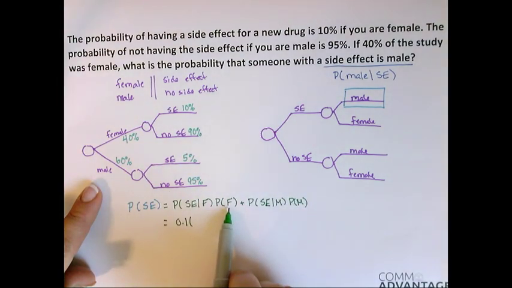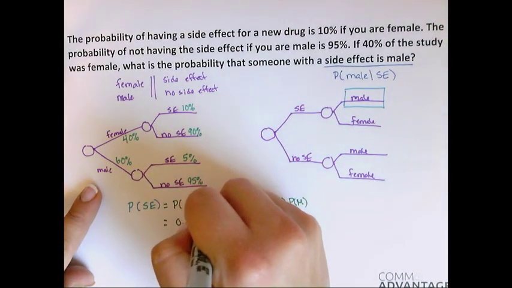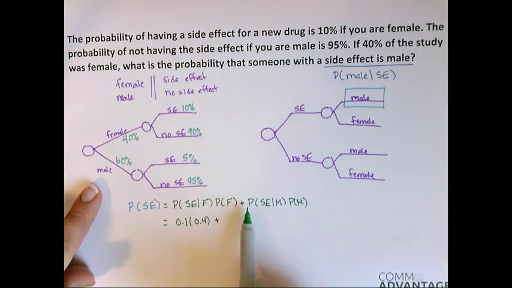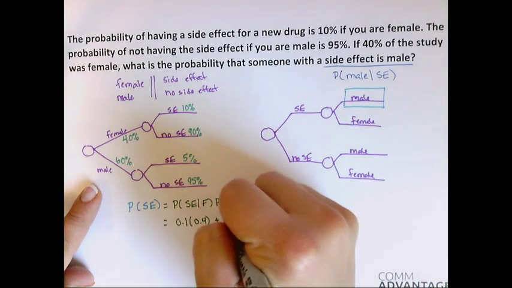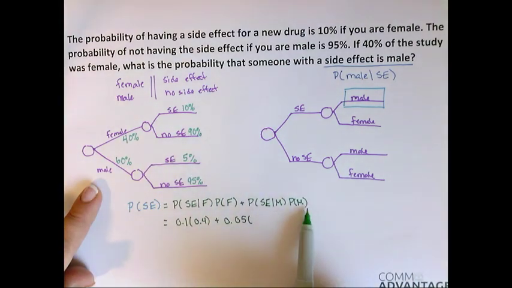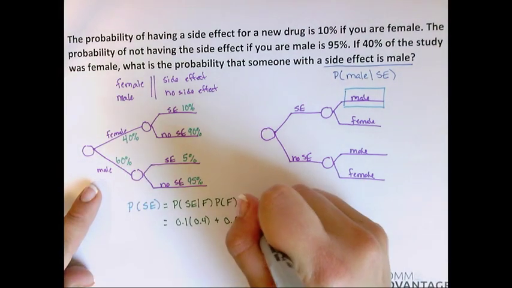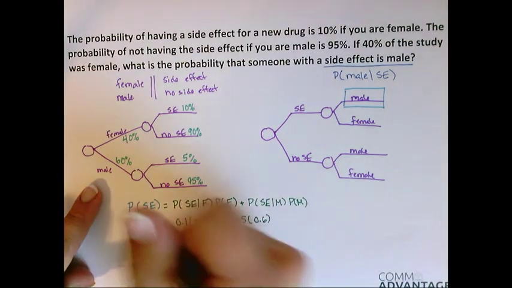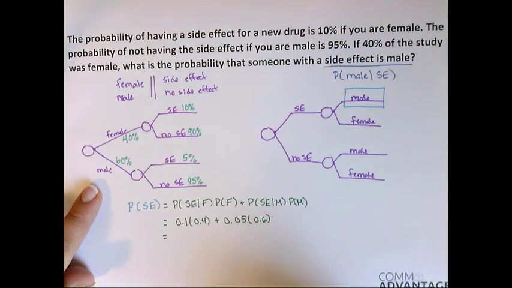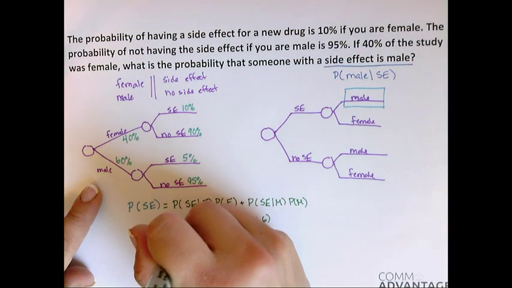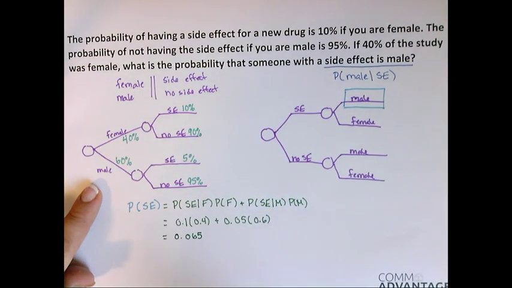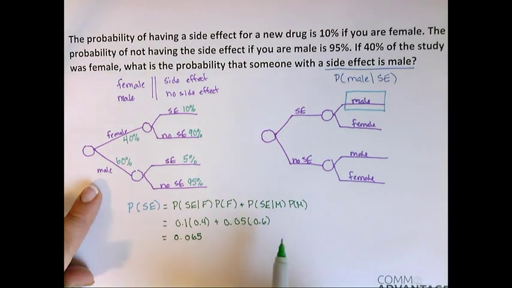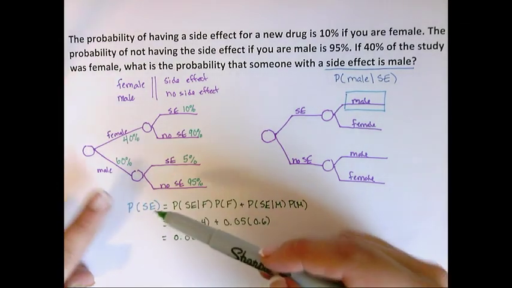Probability of being female, that was 40%. The probability of having a side effect given that I'm male, well, that's this branch here, so my 5%. And then the probability of being male is 60. And so if I calculate this, this is going to give me the probability of having a side effect as 0.065.